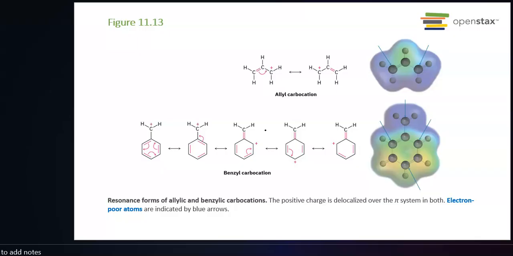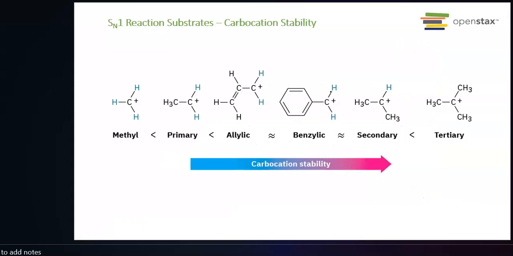Even benzylic and allylic carbocations can undergo SN1 reactions. The allylic and benzylic carbocations are very stable because they can undergo resonance. So their reactivity is almost similar to a secondary carbocation. So here is the reactivity trend of different carbocations for an SN1 reaction. Methyl is the worst, tertiary is the best, and in between we have primary, allylic, which is similar to benzylic, which is again similar to secondary.